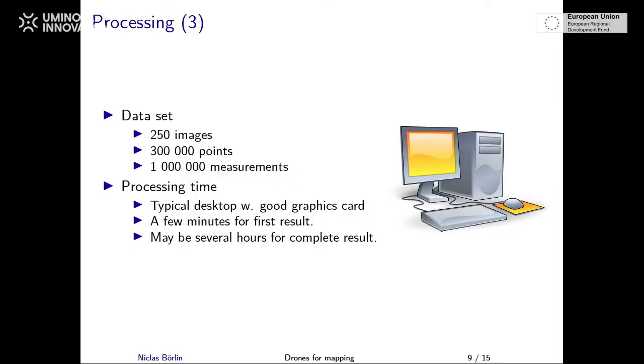As an example, I have a small data set here that's 250 images over the campus area at Umeå University. About 300,000 3D points from about 1 million measurements. When I took that data set and put it into my desktop, which is 3-5 years old with a decent graphics card, it took a few minutes to get the first results. If I want to get final results, it may take several hours still. So it may be a computationally intense process.